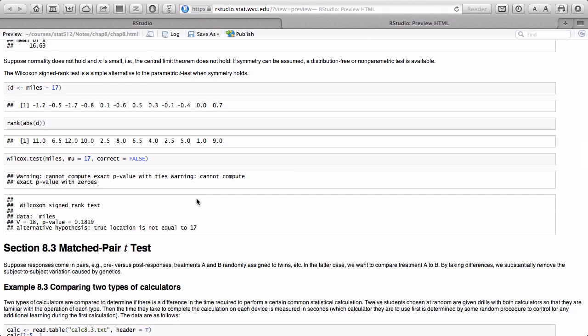You notice some are negative and some are positive. Then we're going to take the absolute value of those, and we're going to rank them. So I actually do those first two steps. I compute D, which is miles minus 17, D for difference. And then I take the rank of the absolute value. And so there's the rank.